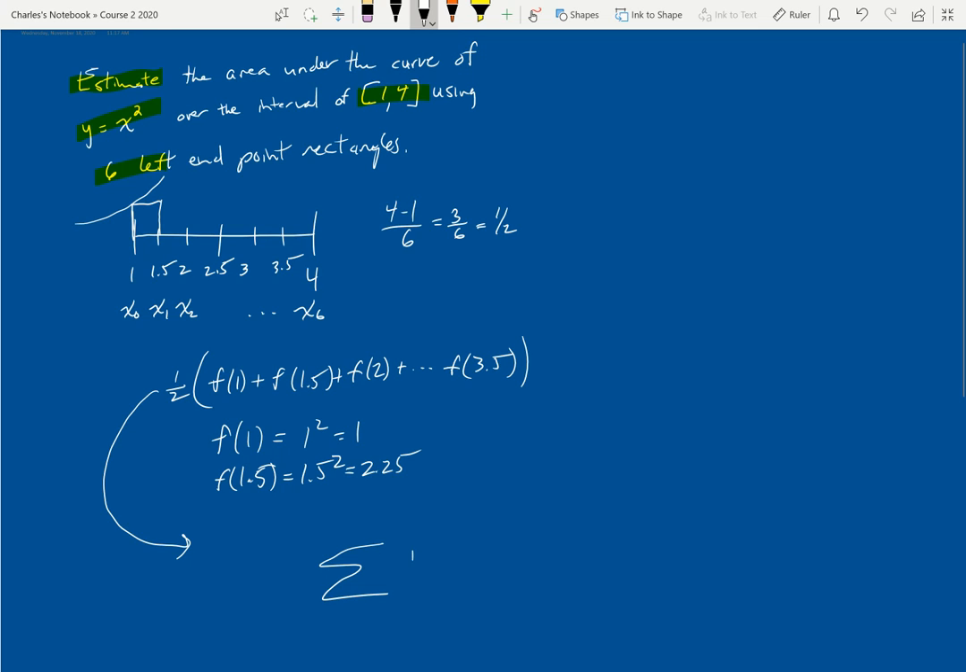Well, this is going to be the sum of 1/2 times what? Well, I want to go f of 1 plus every time this counter goes up. So this counter is going to start at 0.